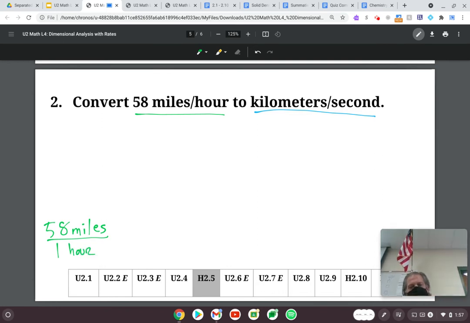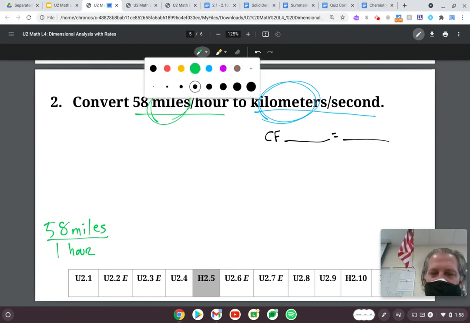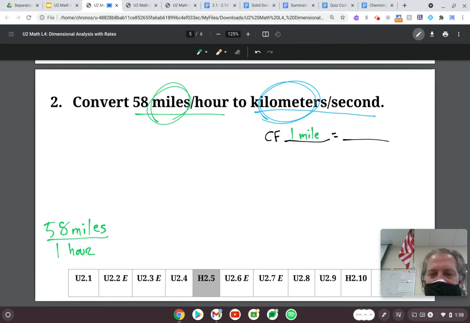And then I'm going to try to set up my conversion factor. The first thing I'm going to be comparing is miles and kilometers. So I'm going to consult my conversion sheet, and what I'm seeing is that the relationship between miles and kilometers is right there in front of me. So I'm going to set up my conversion factor. The relationship says 1 mile is equal to 1.609 kilometers, and that's the relationship we were told.